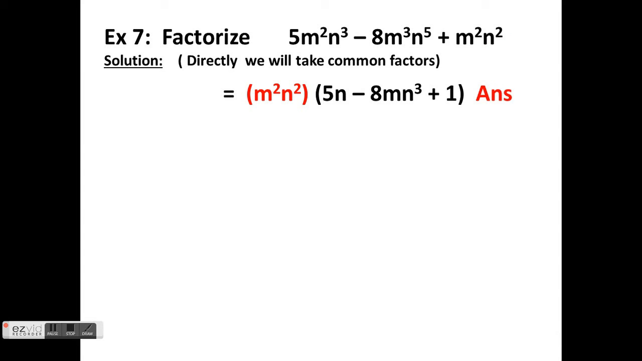Again we see inside the second bracket, nothing is common. Common should be in all the three terms. And note the second factor, 1. How did this 1 come? See the question, m square n square. We have taken them all outside as a factor. So 1 is left, not 0. Remember that 1 is left. So when you multiply, you will get the correct term.